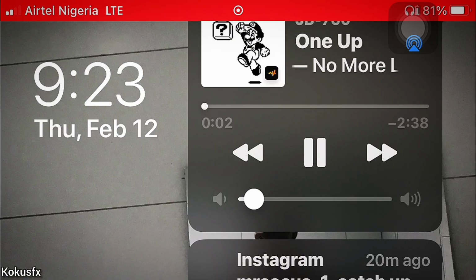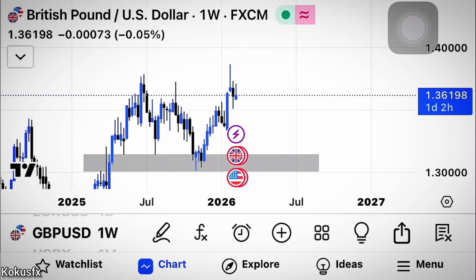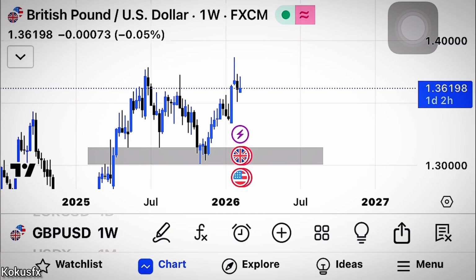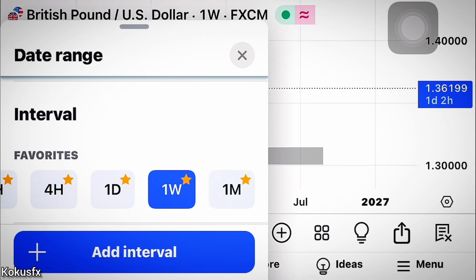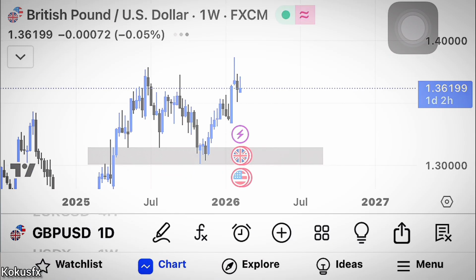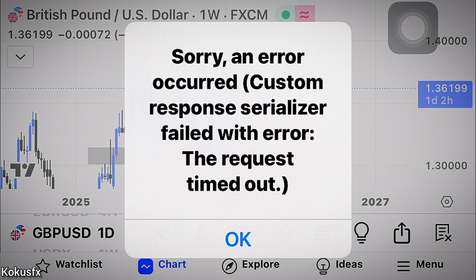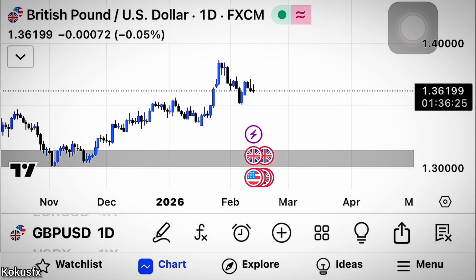So guys, on the weekly time frame, as you can see, the price is actually bullish, so it's in line with the monthly time frame. The most important time frame that I use is the daily time frame. On the daily time frame, this is where the whole work is done. Let's wait for this to quickly load up. Network issues.